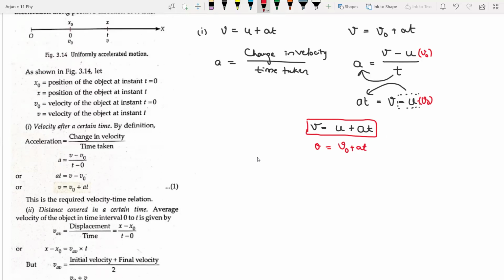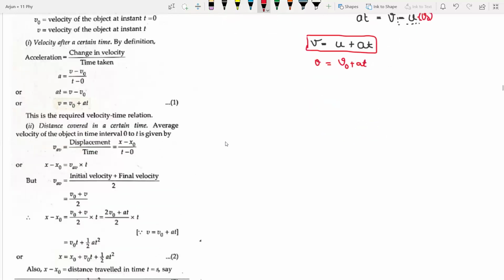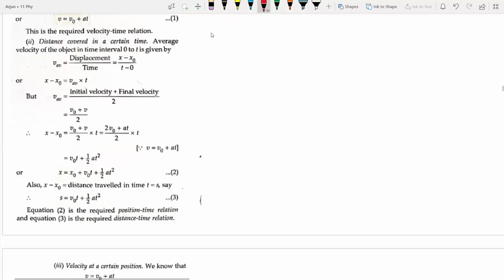Okay, while coming to the second equation of motion, what is the second equation of motion? s is equal to ut plus half at square. How can we write this one? x is equal to v naught into t plus half at square, isn't it? Let us try to solve it.